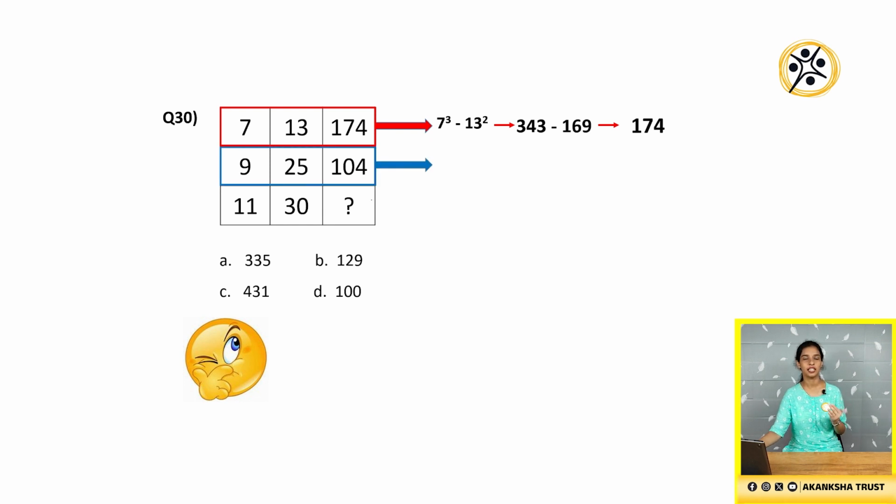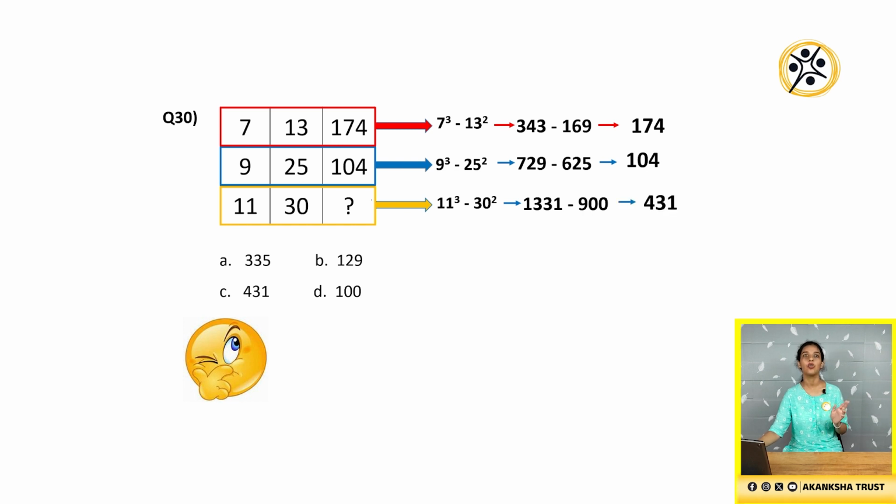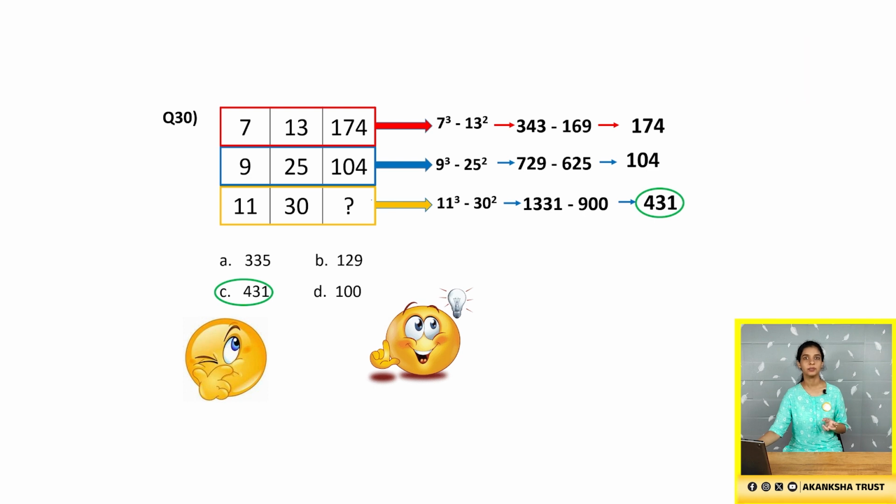For the second row entry, again if we see, 9 cube minus 25 square should give us 104, and 9 cube is 729. When you subtract 625 from it, we get the answer as 104. So going by the same logic, 11 cube minus 30 square should give us the correct answer for the missing number. So 11 cube minus 30 square, that is 1331 minus 900. 431 is the right option for the missing number, and we can find 431 in option C.